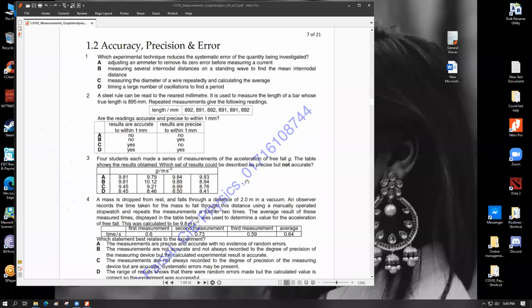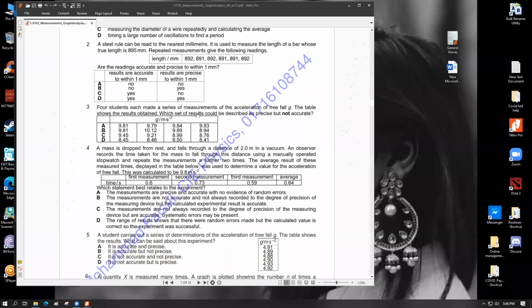I'll be discussing number 4 by default, whether you ask me or not, because number 4 is a question that requires attention. I'm starting the discussion for number 4. For those of you who couldn't solve it, or if you have confusion, have a look at number 4. Read the question. A mass is dropped from rest and falls to a distance of 2.0 meter in a vacuum.